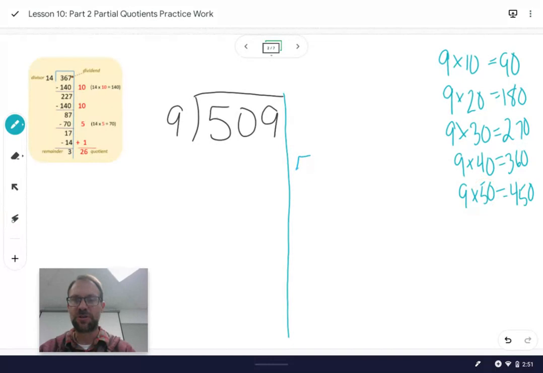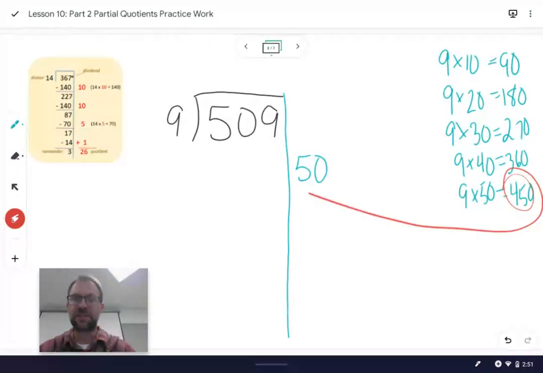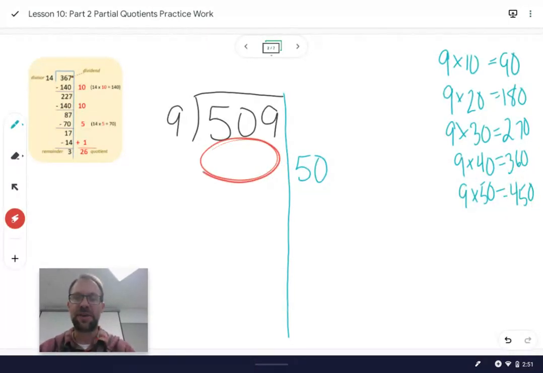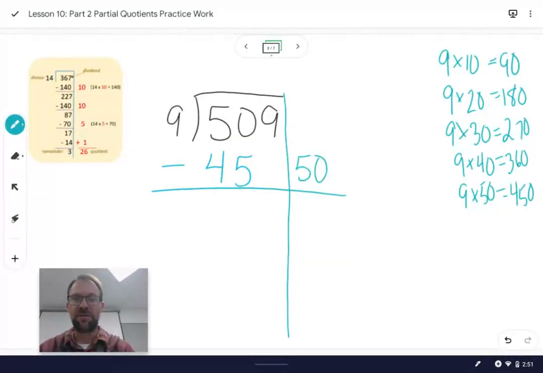So my first partial quotient is 50 groups, right? I don't need to multiply because I've already done that. So I'll take my 450 and I'm going to slide it right in here underneath the 509. Okay, but first I'll write my equal sign, my subtraction sign, and then 450. All right, now I'm going to subtract.